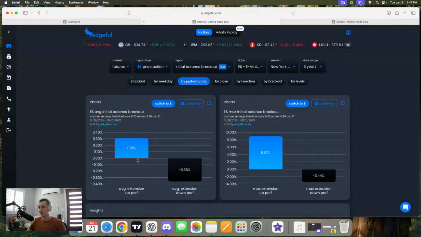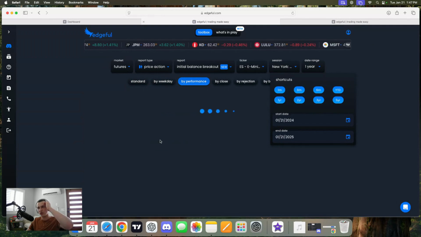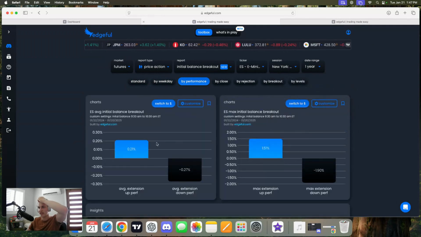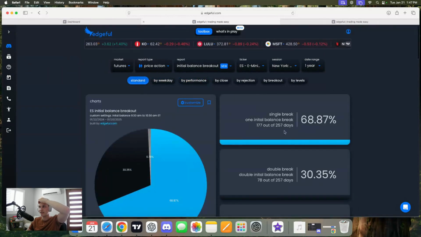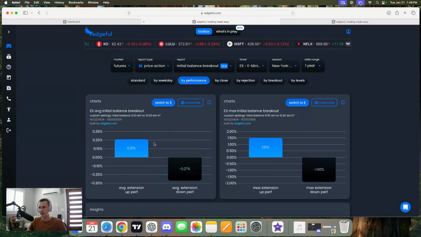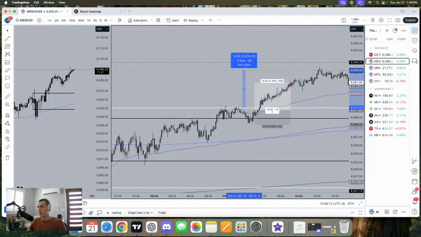And now to use the performance, if we do go, we see it's about 0.2% on average in this last year. And then if we go back to the standard, now you can see it's still only 68%. That's weird. I wonder where I saw that was 85. But we can see we get about a 0.2 extension. What that means is from the initial balance, on average, we extend 0.2% from the initial balance.